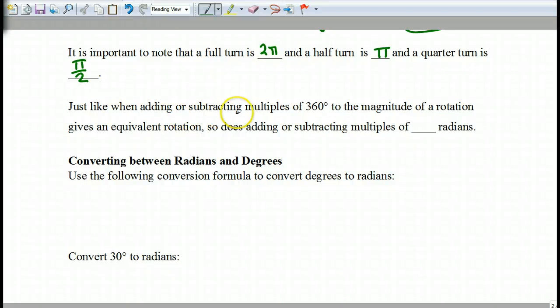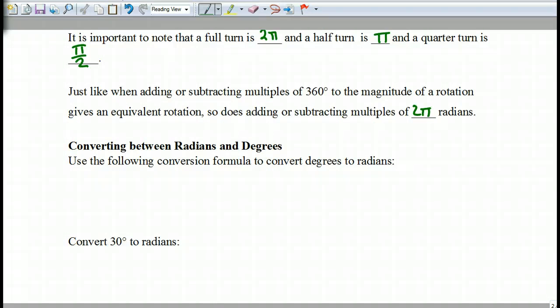So just like when adding or subtracting multiples of 360 to the magnitude of rotation gives an equivalent rotation, the same can be true with 2 pi radians. Okay? So if I say I had 4 pi radians, how many times did I go around the circle? Twice. Right? If I say 6 pi, how many times did I go around? 3. Yep. So when I said 360 before and I multiplied that by 2, it was 540, right? So that'd be twice. It's the same kind of thought.